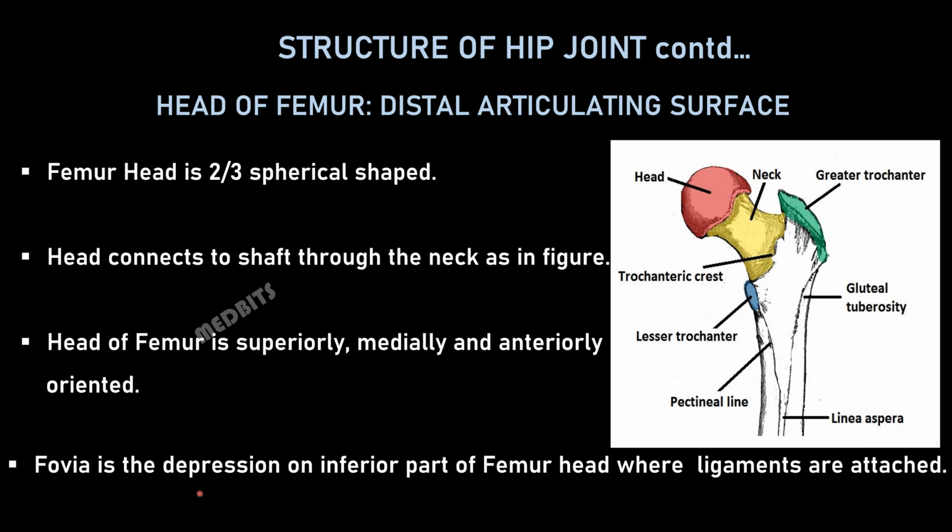The fovea is the depression on the inferior part of the femur head where the ligaments are attached. The fovea is a small dot, I think it's on the other side. If you have a bone set, you'll see it's a small depression. It will be covered by the ligaments. So that's it.